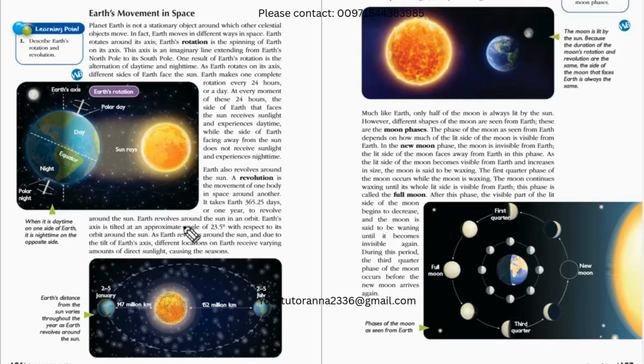Earth's axis is tilted at an approximate angle of 23.5 degrees. What do they mean? That there is always a tilt: a tilt away from the Sun, and a tilt towards the Sun. I hope you remember that we studied this in grade 5 about seasons as well. As the Earth revolves around the Sun and due to the tilt of the Earth's axis, different locations on Earth receive varying amounts of direct sunlight, causing seasons. There you go, they mentioned the seasons here as well.